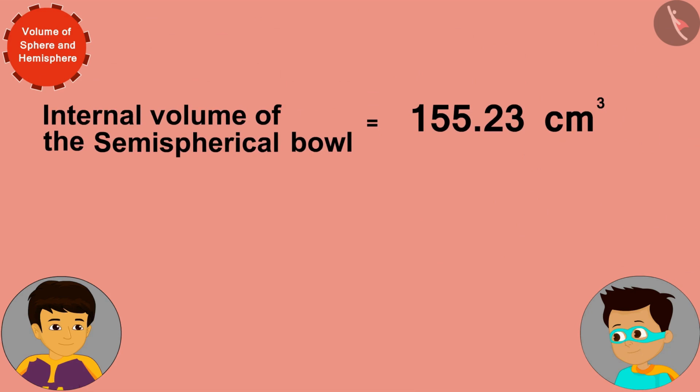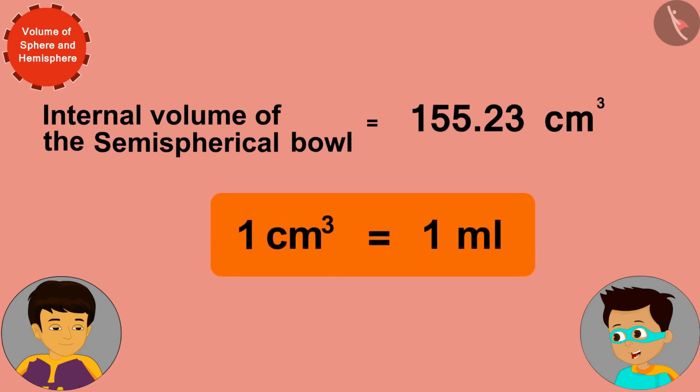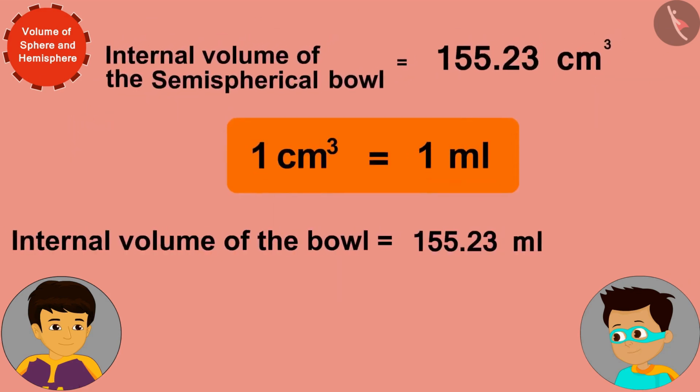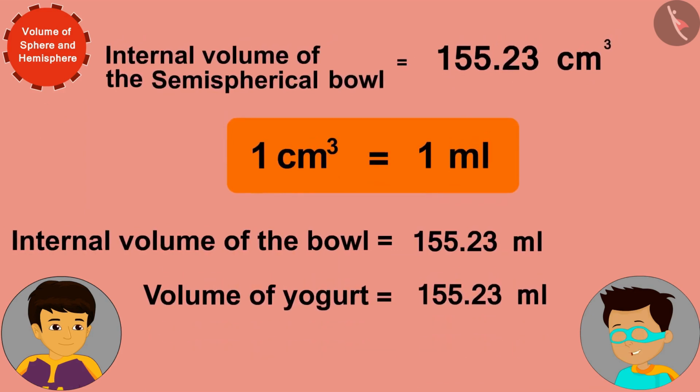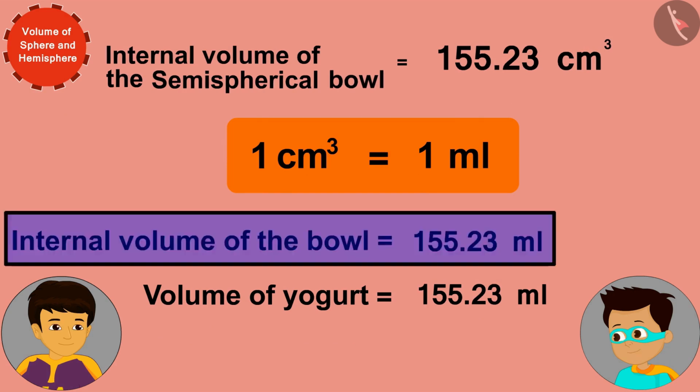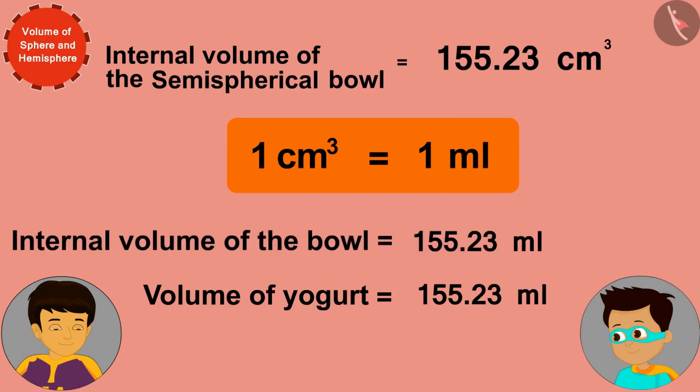155.23 cubic centimeters. And because 1 cubic centimeter is equal to 1 milliliter, we can say that the internal volume of the bowl, or the volume of yogurt, is 155.23 milliliters. Manas, we came to know the internal volume of the bowl, or the volume of the curd.